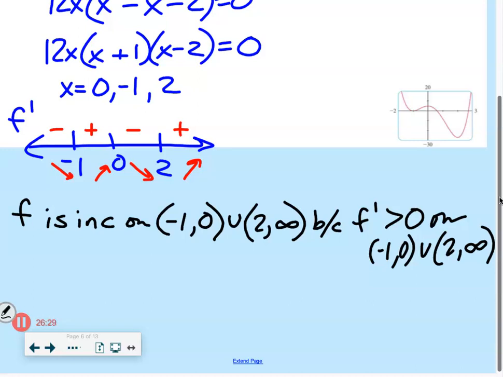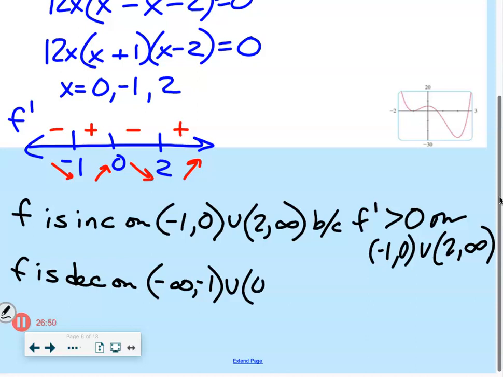So, all right. Good. Nitty, since I got your attention, tell me the intervals where F is decreasing. F of x is decreasing on negative infinity to -1, and then 0 to 2, because f prime of x is less than 0 on those intervals. On those intervals. Good.